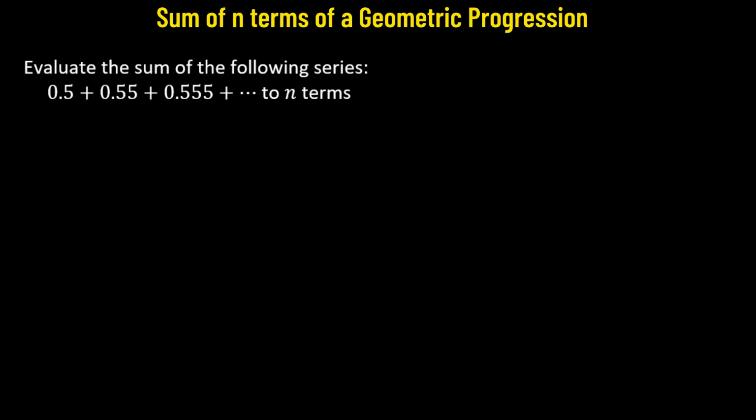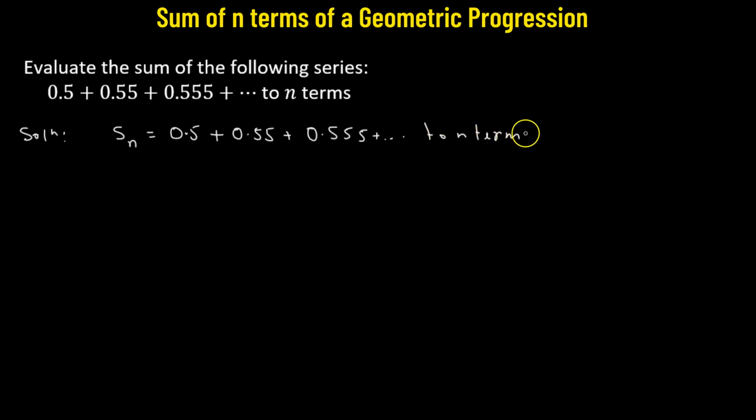So in this problem, we need to obtain the sum of the given series. So let's begin. We'll first represent our series as Sn. So we have Sn given by 0.5, this is the first term, added to 0.55, which is followed by 0.555. And this goes all the way up to n number of terms.